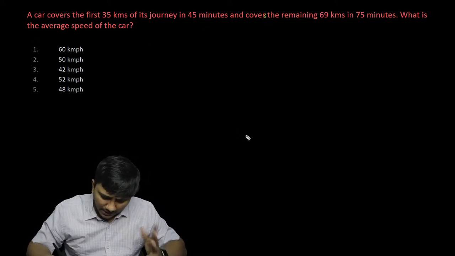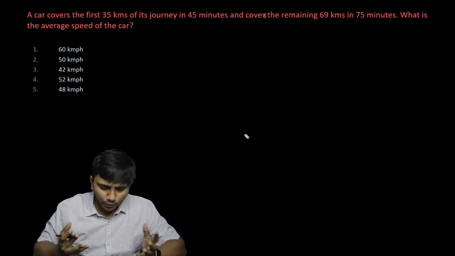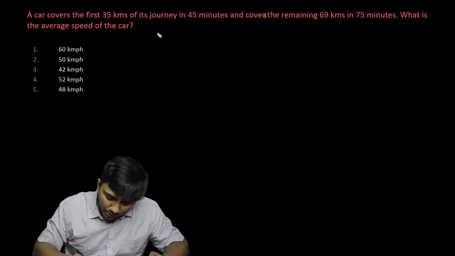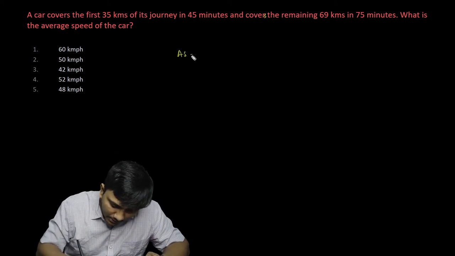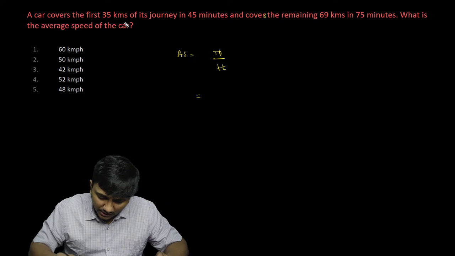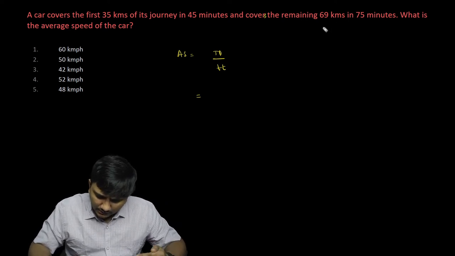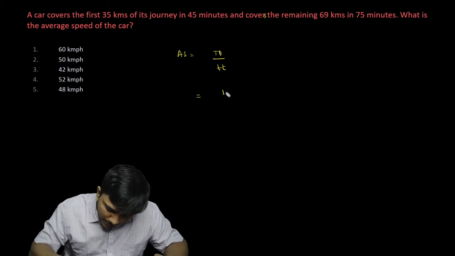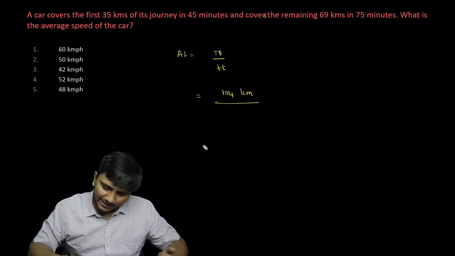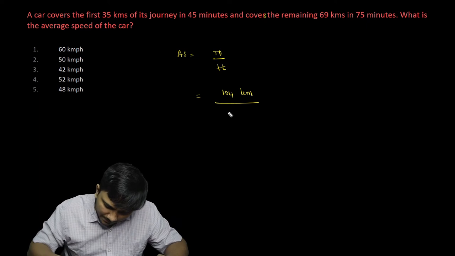Okay, average speed is total distance by total time taken, right? If the distances are not equal, then I don't have a formula for that. I can go for total distance by total time taken. So average speed is total distance by total time. In this case, I have got 35 kilometers and 69 kilometers. So if I add those two, I'll get 30 plus 60, 90, 104. So it's going to be 104 kilometers. That's my total distance. And total time is 45 minutes plus 75 minutes. That's going to be 120 minutes.